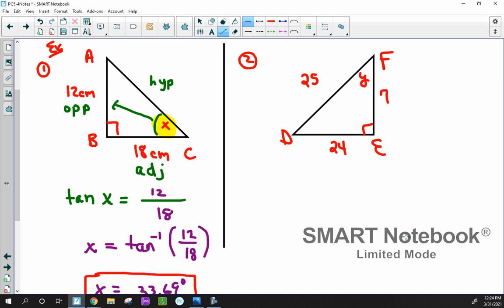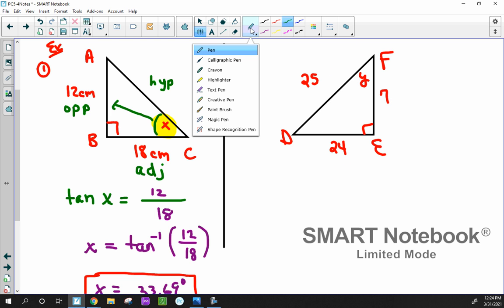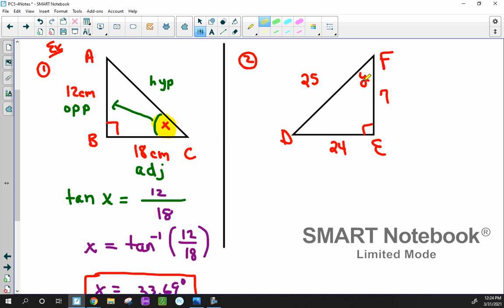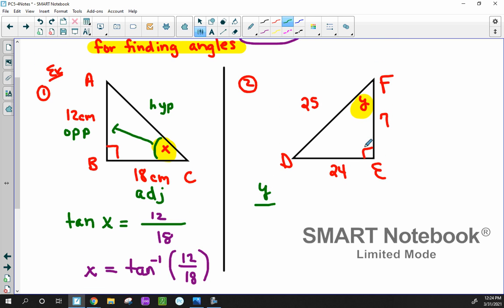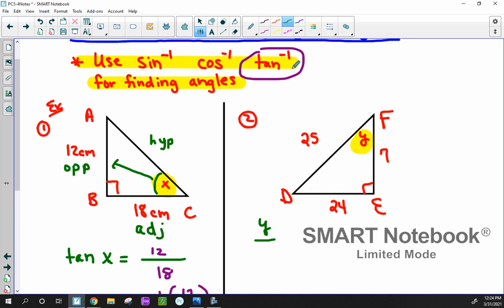For example 2, notice that I have triangle DEF. Angle E is the right angle, of course. I do know all 3 sides: 7, 24, 25. This is a triple. The variable is located inside the triangle, so we're looking for the measurement of angle F, which is labeled Y. So we're trying to find Y right now. Because it's an angle, we have to use an inverse function.